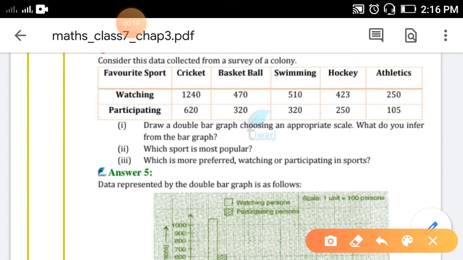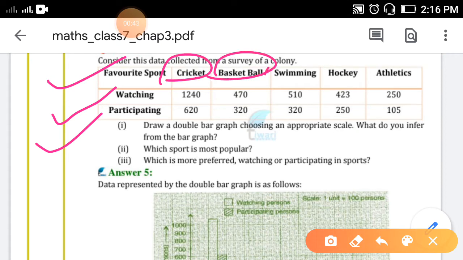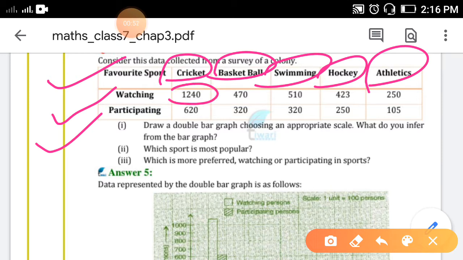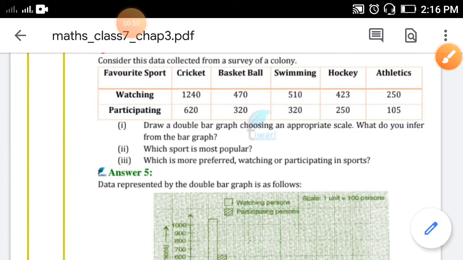So let's start. Consider this data collected from a survey of a colony. What is the data about? Favorite sports. Here the number of people who are watching and the number of participants is given. Names of the sports: cricket, basketball, swimming, hockey and athletics. Here the number of people watching this game is 1240 and participants 620. Here it is given, you can see.